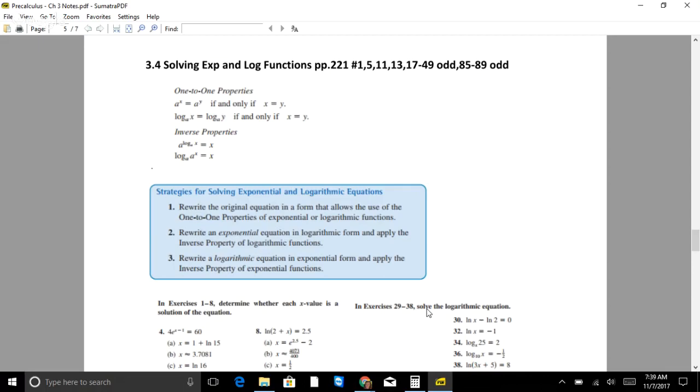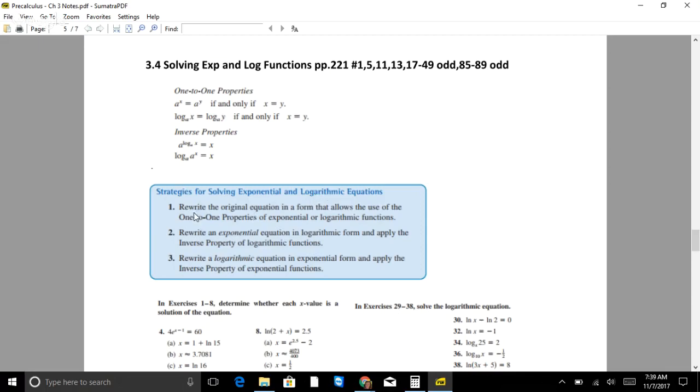So I was all excited on Monday because we got to the point where we're actually solving exponential and logarithmic functions. I just wanted to make sure that we took a little bit of a step back and talked about the three strategies that you can use to solve an exponential or a logarithmic function. So you can see the three ways here in this box.